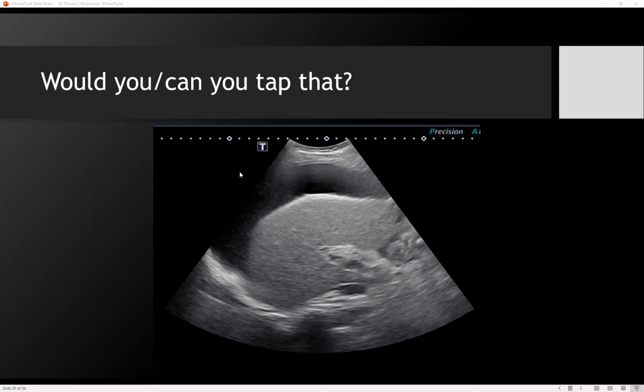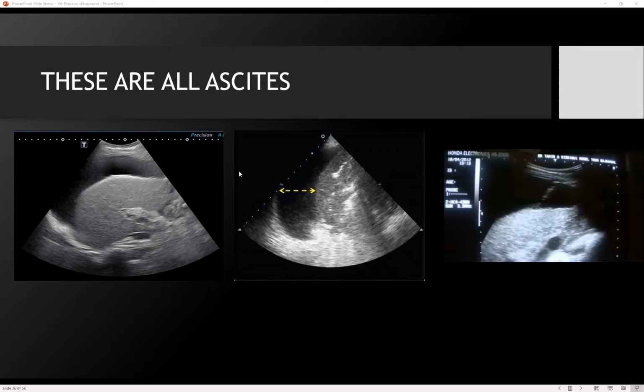From the words of IP, everything is tappable, but it depends. I'm not so sure. What I want to point out, though, was that a diaphragm. Thank you, Colleen. Go back, go back. Every single one of these cases are ascites, not pleural effusions. None of these are pleural effusions, right?